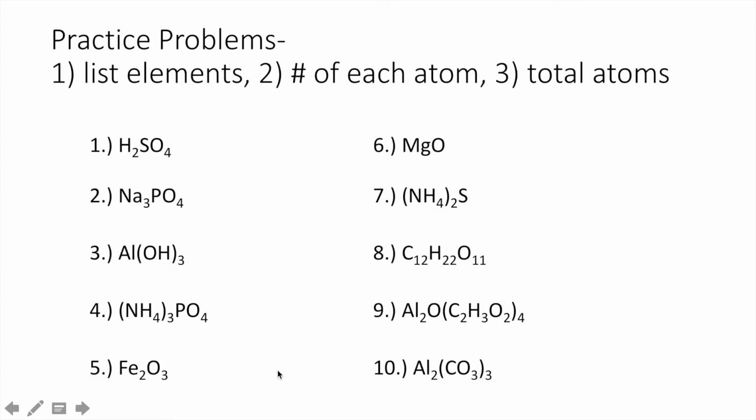Okay, so we've reached the end of our T-notes, and what I would like for you to do is have these 10 compounds written in your notebook. I would like for you to list the elements that are present in each of the compounds, to write down the number of each atom for each element that is present, and the total number of atoms in that compound. Be ready to have your T-notes and these practice problems to show for a stamp.